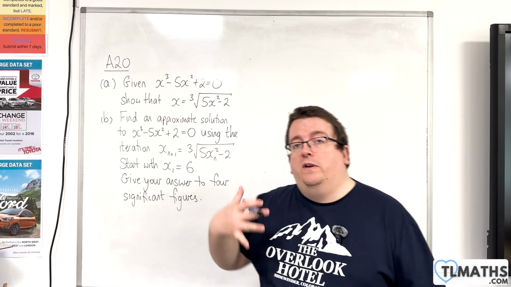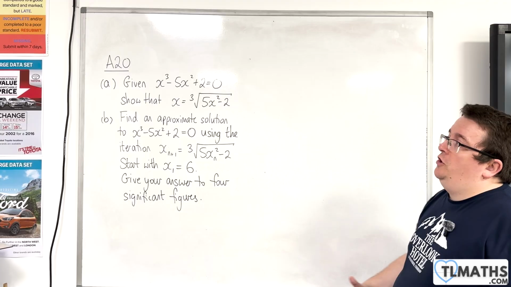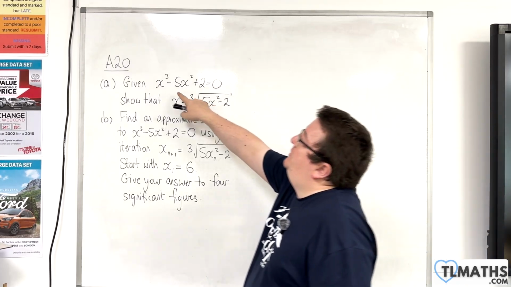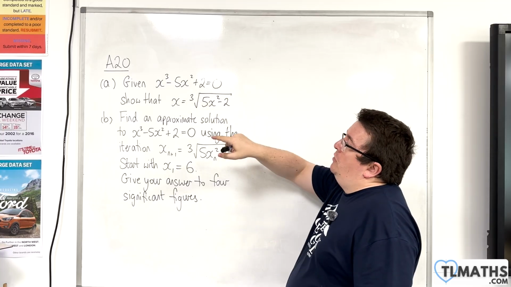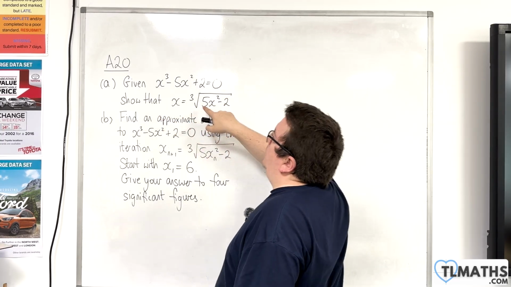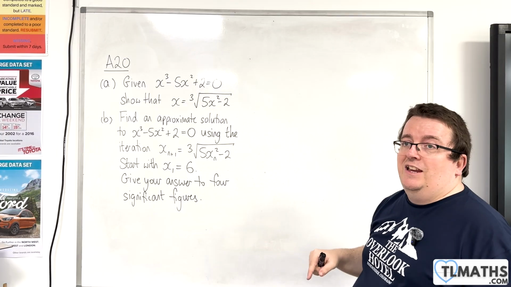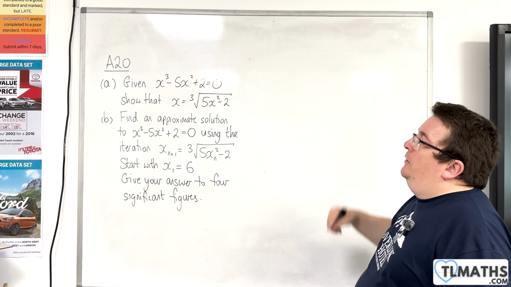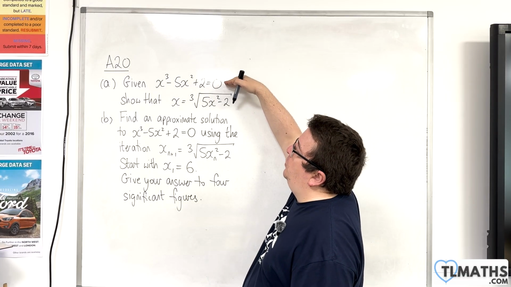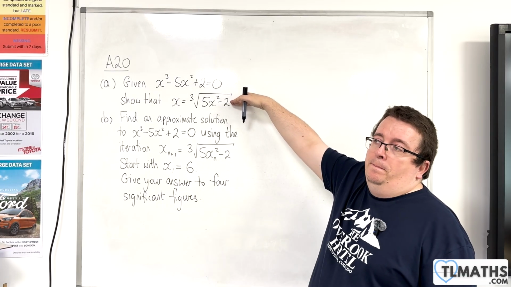So in this video, we're going to be going through an exam style question, and part A starts with: given x cubed take away 5x squared plus 2 equals 0. So we're given a cubic equation. Show that x is equal to the cube root of 5x squared take away 2. So what we need to do is to show how you rearrange this equation into that form.